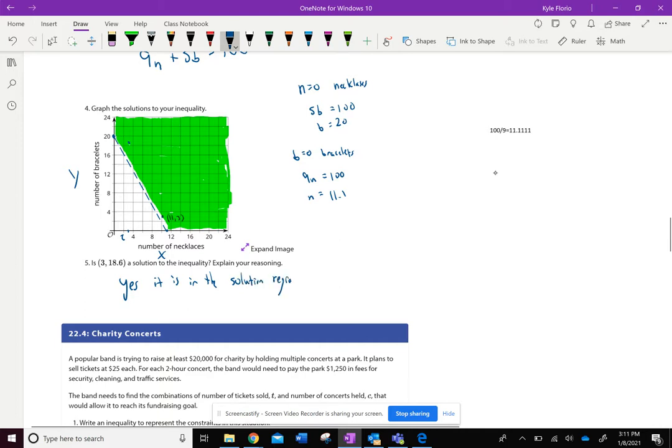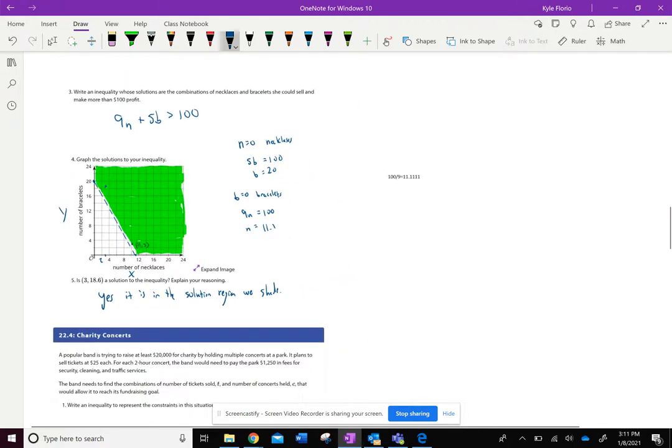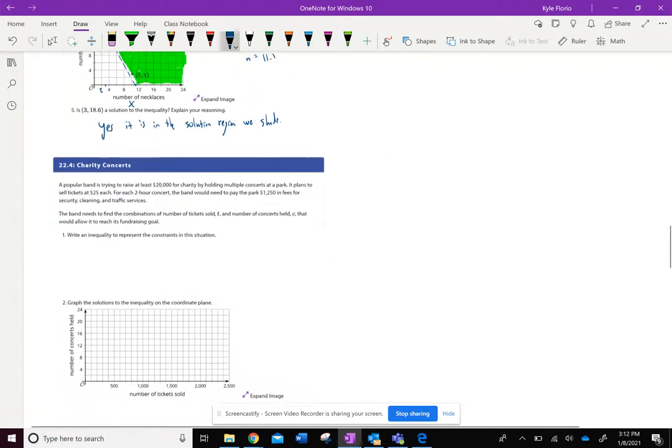region we shaded. So anything in that green area is going to be a solution, and the point 3, 18.6 happens to be here, which is in our green region, so that would certainly be over $100. And you could even check if I did 3 times $9 for all three of these, and $5 for all 18.6 of the bracelets. That would be more than $100.